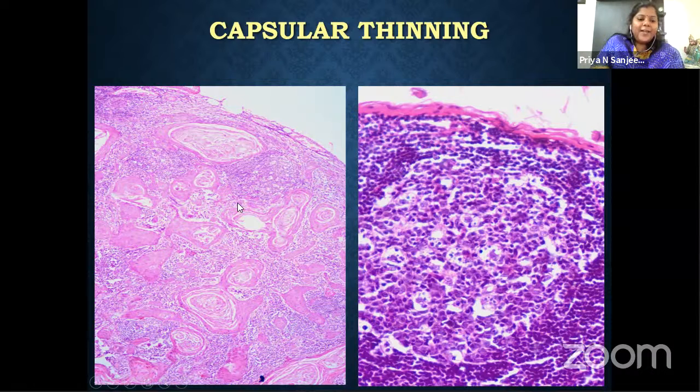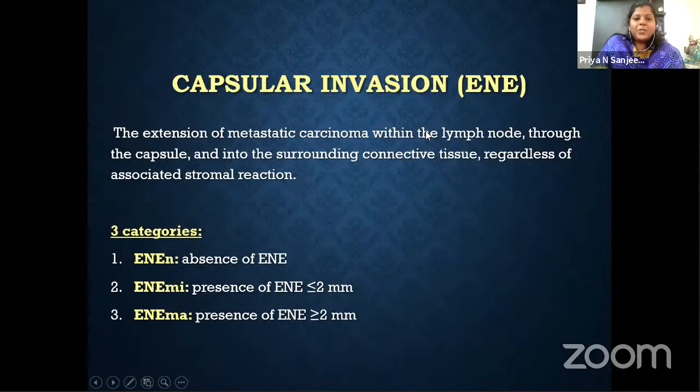You can see the well-differentiated squamous cell carcinoma involving the lymph node and almost reaching the capsule. The reactive lymph nodes can also show thinning because of the expansion or the formation of secondary follicles. But capsular invasion is a characteristic feature of malignancy. The better term used is extranodal extension.